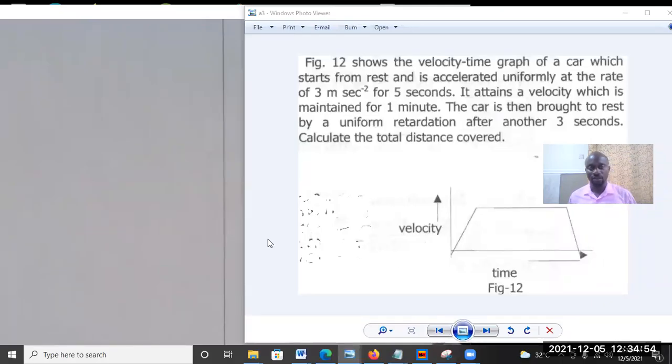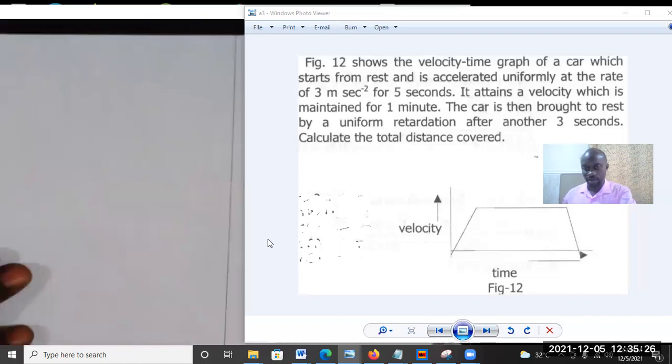Here's a question in velocity time graph. The question says, figure 12 shows the velocity time graph of a car, which starts from rest, and it's accelerated uniformly at the rate of 3 meters per second for 5 seconds. It attains a velocity which is maintained for 1 minute. The car is then brought to rest by uniform retardation after another 3 seconds. Calculate the total distance covered.